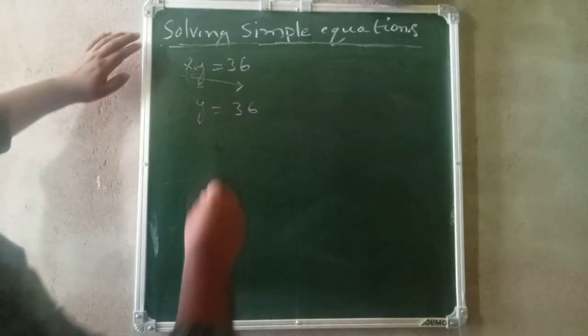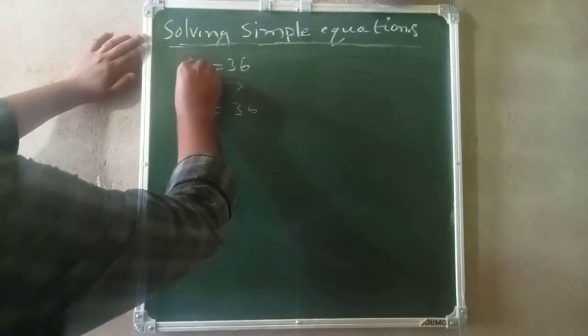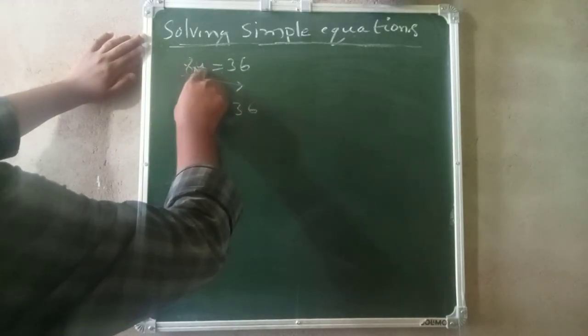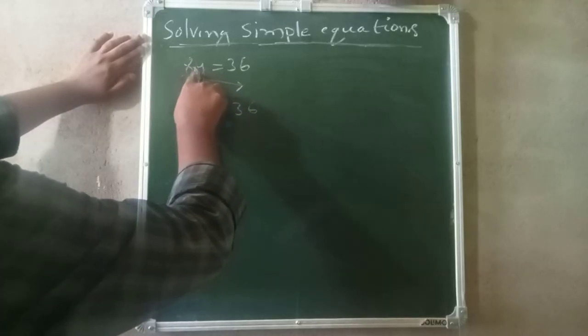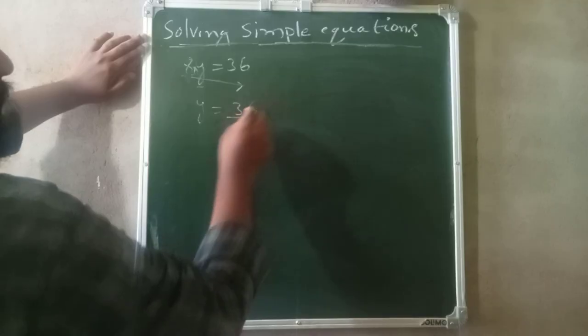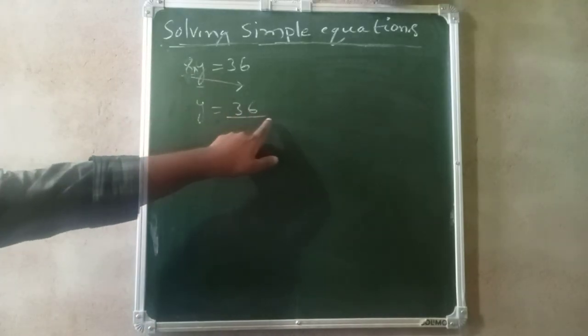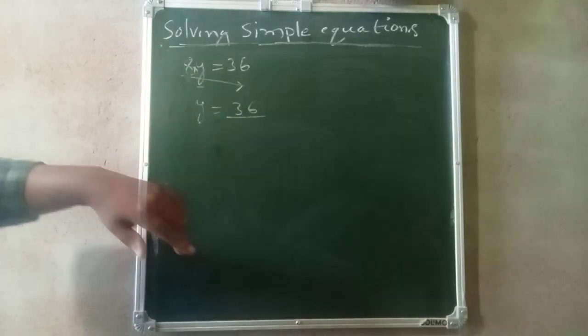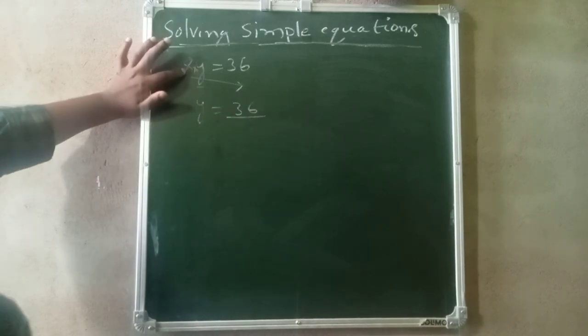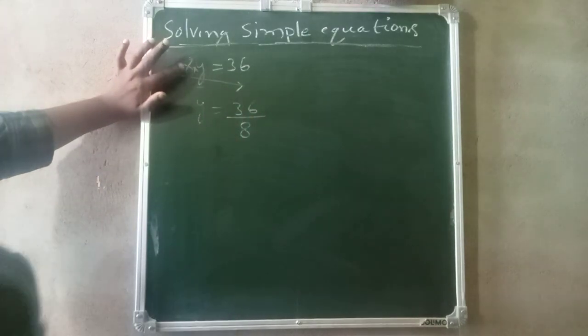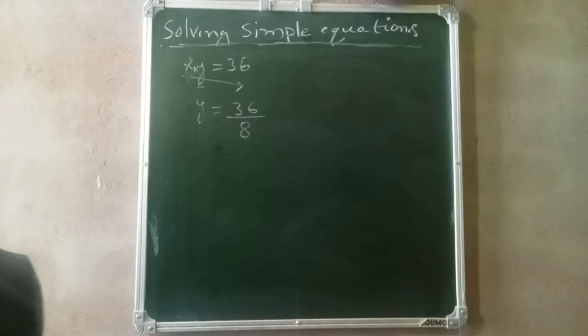See, because here between 8 and y multiplication is there, when 8 is moved this side, into becomes division. That means like this. This is the division symbol. So into becomes a division and 8 will come down here.